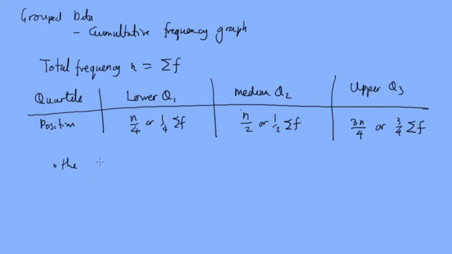The nth percentile is the value that's n% of the way through a data set.